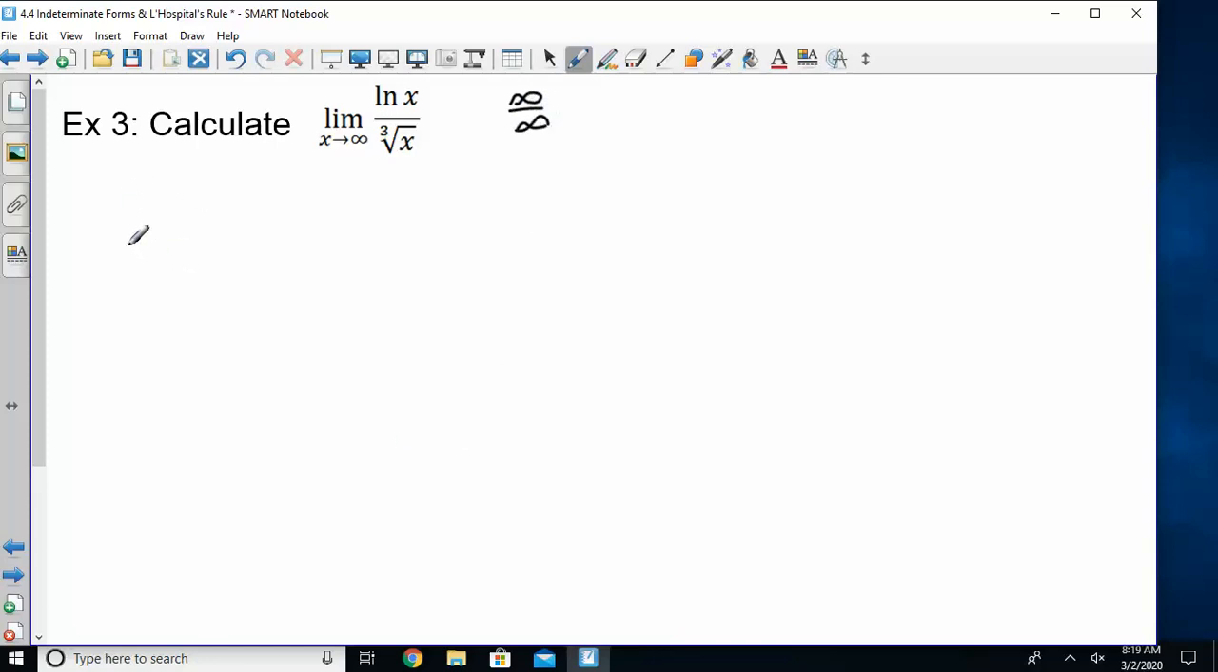Alright, so we have to do L'Hopital's. You might want to rewrite this. The cube root of x, if you need to, you can write that as x to the 1/3, if that's helpful. So then we can do our L'Hopital's. The derivative of natural log is, okay, derivative of x to the 1/3. 1/3 x to the, we have 2/3.